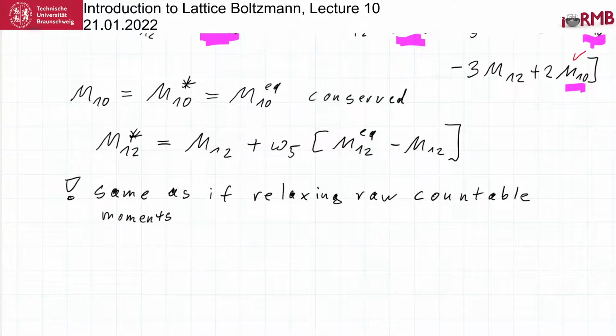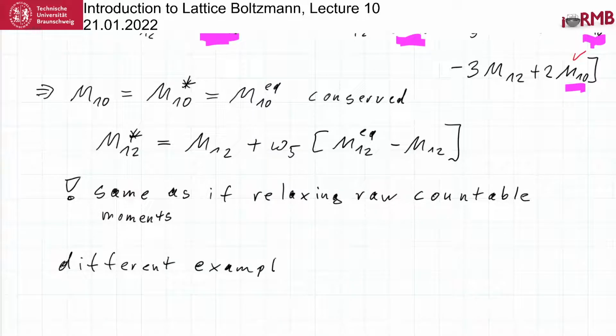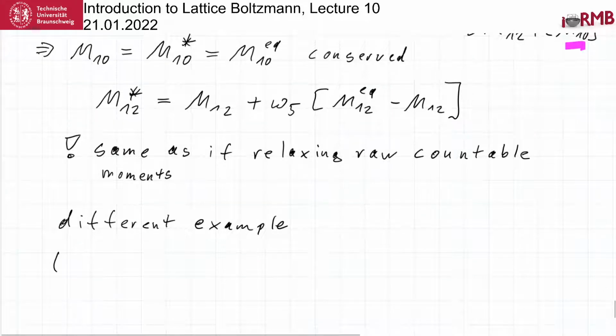However, this was a special case, namely that the only moment that appeared here, apart from the moment m12, was a conserved moment. So let's look at a different example where we have a mixture of moments which are both not conserved. So, a different example. Namely, I call this now equation 10.1, and see whether I get this in time.